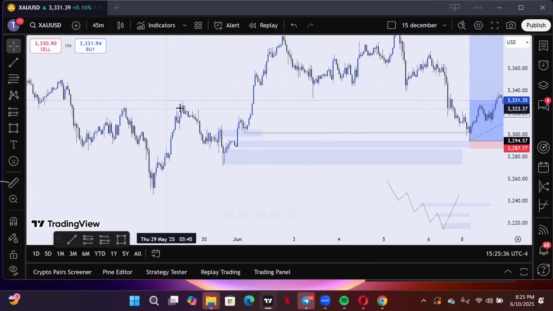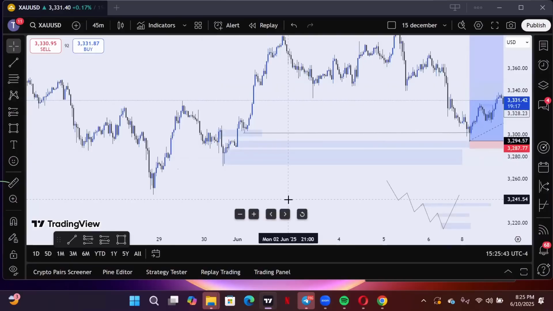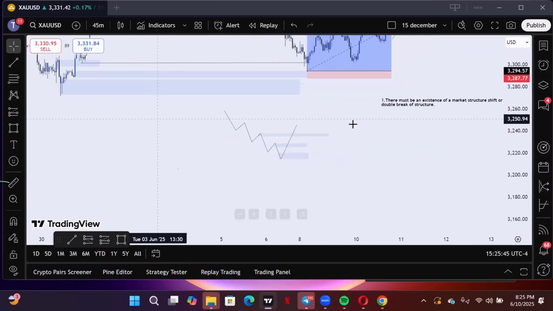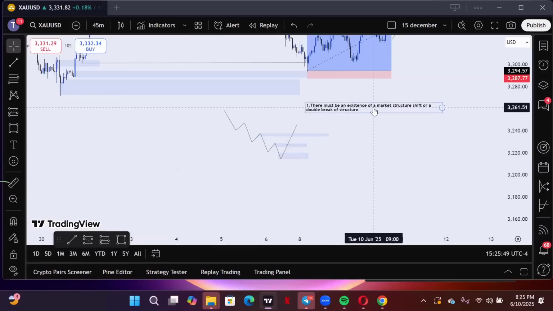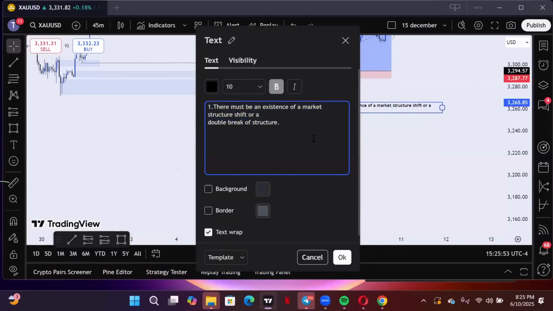After that, you move on to the second rule. So I'm using two scenarios now: this buy scenario that I took here, and also the sell scenario on the other side. The first rule, we already have: there must be a market structure shift or a double breakout structure. Now the second rule says there must be an inducement slash liquidity.